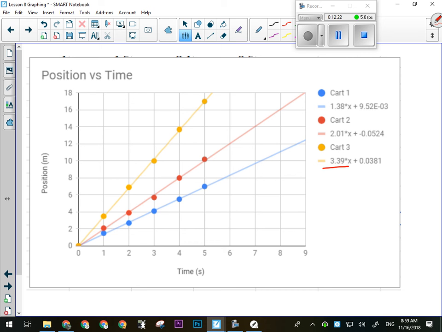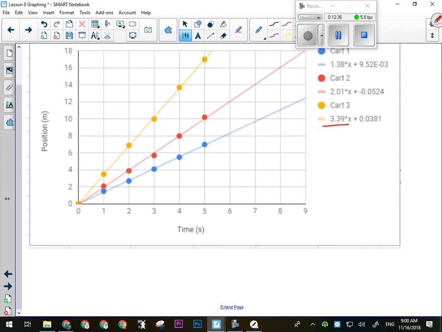Okay, so on this one here, our fastest cart is cart 3 with a velocity of 3.39 meters per second. Meanwhile, cart 1 only has a velocity of 1.38 meters per second. Now, something else to look at here. When I manipulate y equals mx plus b for slope, right? We already said that m is y minus b over x. What's on the y-axis? Position. Okay, if I go final position minus initial position, what does that calculate? Right, well, displacement technically, but yet if it's a straight line, it's also the distance.